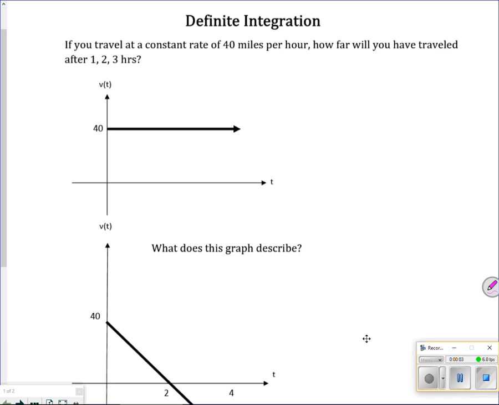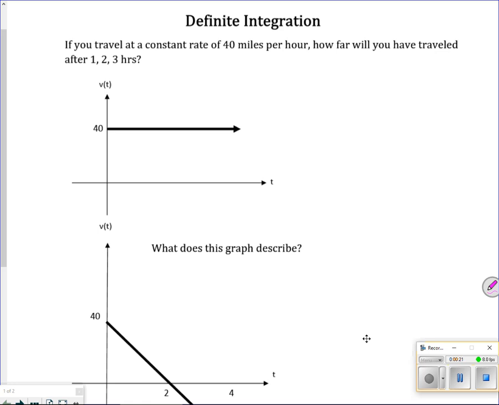Let's look into definite integration. We've been doing indefinite integration, so we kind of know what it looks like. We've said that, but what does that really mean? So let's look at a velocity versus time graph.